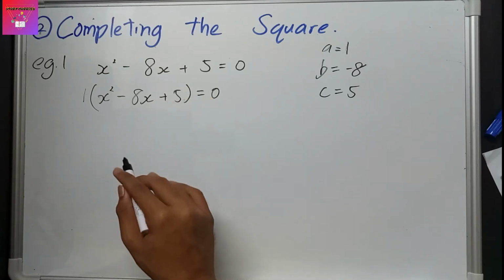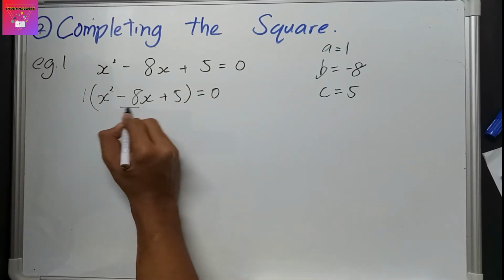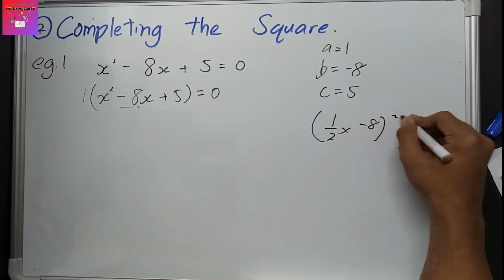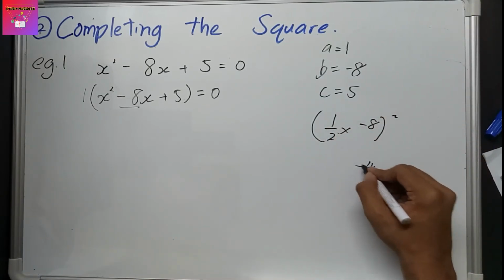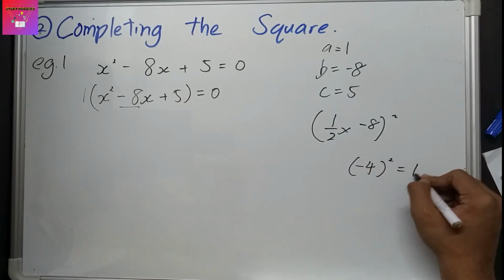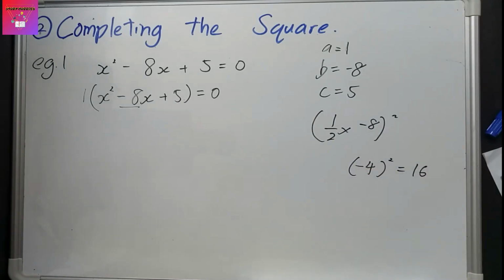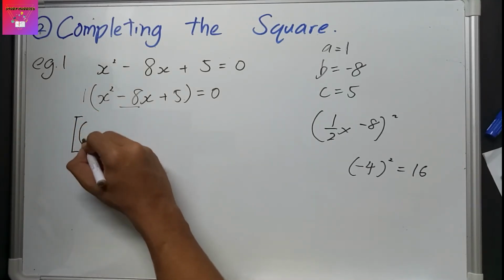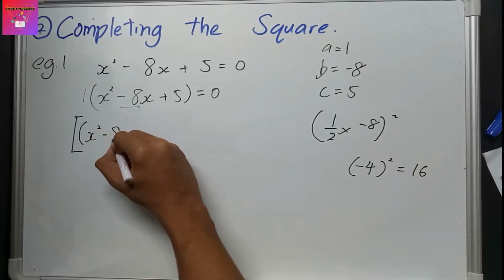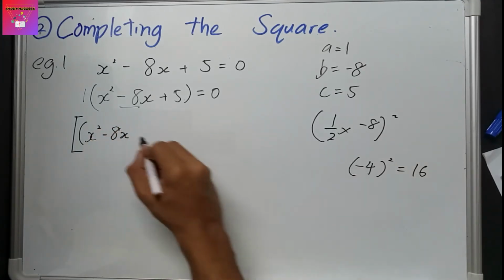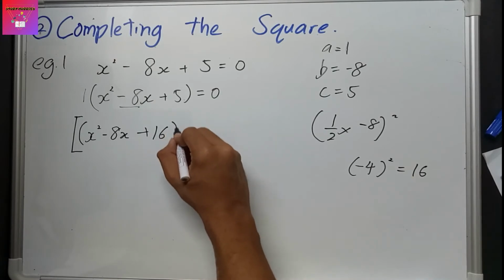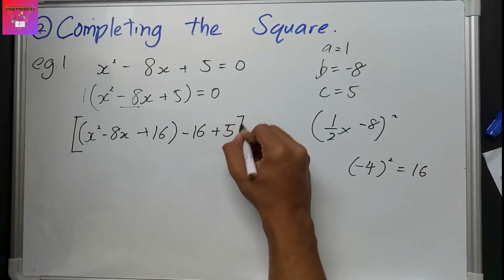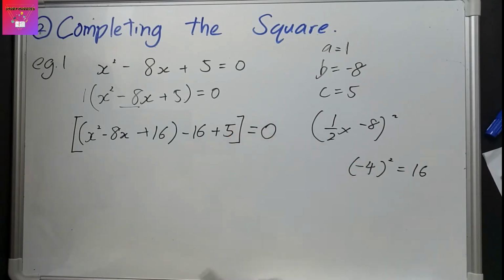So after you've removed the 1, I've told you, you have to take this part, times it with 1 over 2 and square it. So 1 over 2 times -8, you're going to get -4 square, which is going to bring you to an answer 16. Okay, so what we have to do now, put a big bracket, x square minus 8x plus 16 minus 16 plus 5, you're going to get 0.